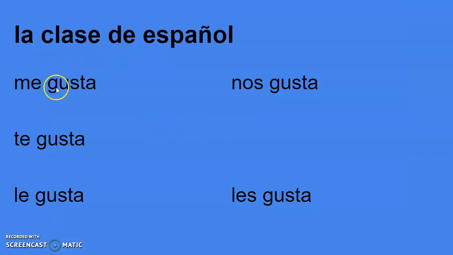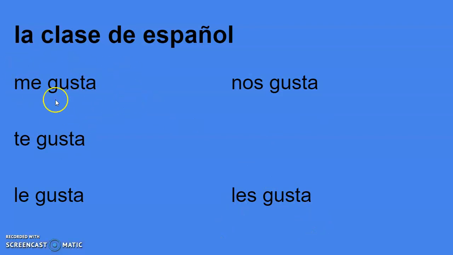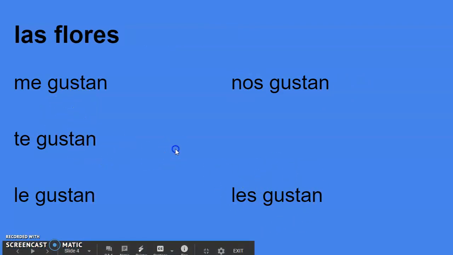So in la clase de español, you guys remember from Español uno, me gusta, te gusta, le gusta, nos gusta, les gusta. It pleases me, it pleases you, it pleases he or she, right? It is pleasing to us, or we like, right? It is pleasing to them. And we translate these all as I like, you like, he likes, we like.